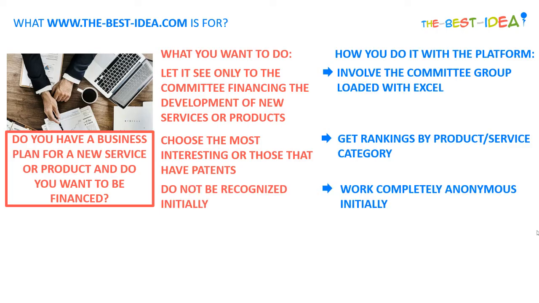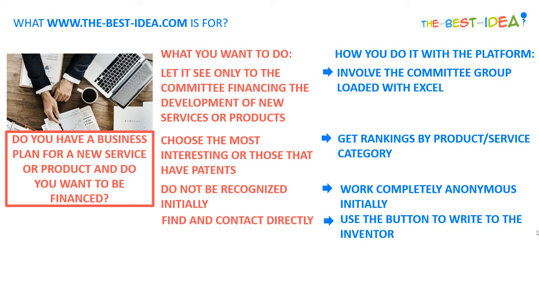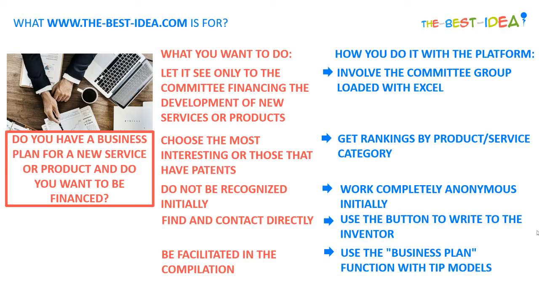You don't want to be recognized initially and want to work in complete anonymity initially. However, you want someone to find and contact you directly, and on the platform, there is a button to write to the inventor. You want to be facilitated in the completion and find the business plan function with tip models.